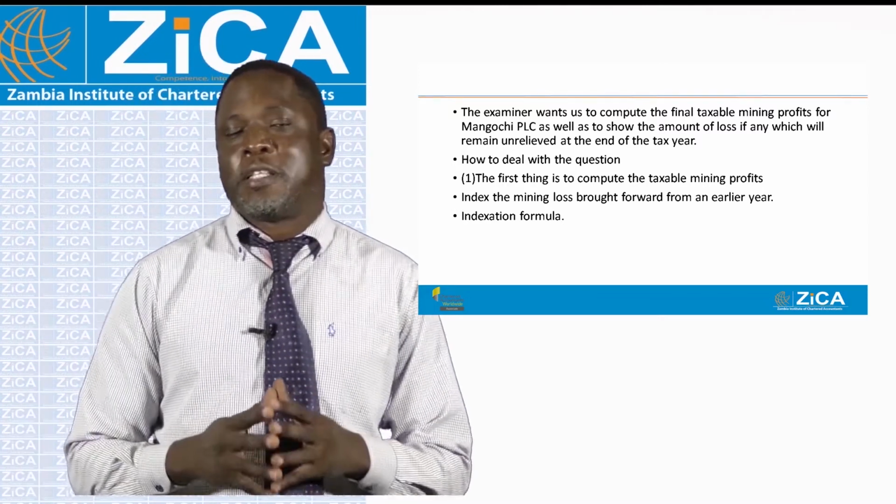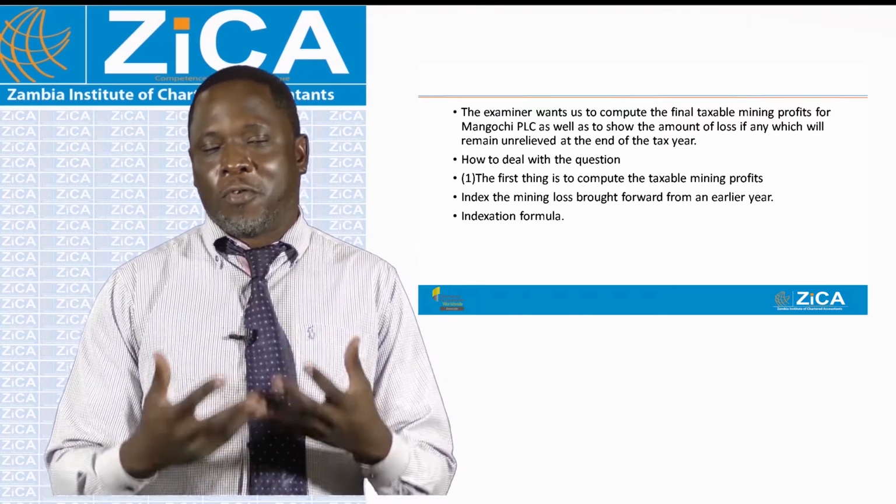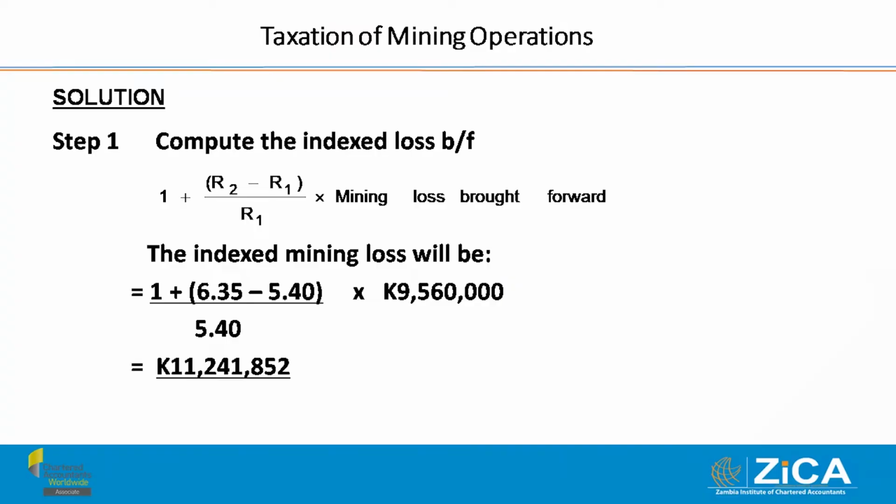Okay, so the first step is to index the mining loss brought forward from an earlier year. The indexation formula is always provided in the examination paper. So you use that indexation formula to index the mining loss first before you can offset it or relieve it. So the formula says R2. Of course, R2 stands for the mid-exchange rate ruling in the year in which you are claiming the loss relief.